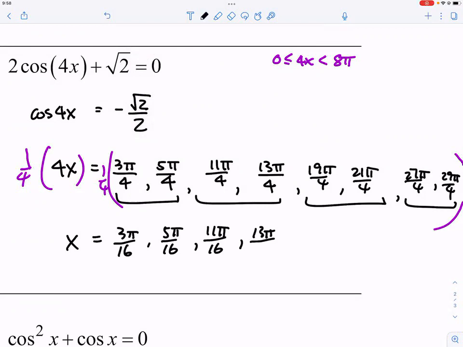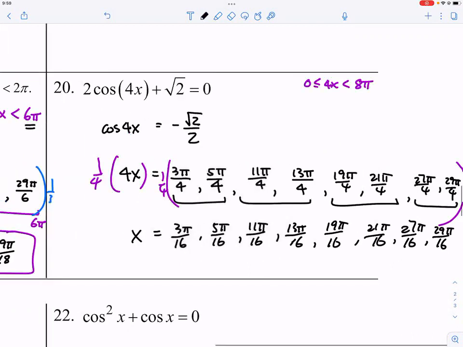For this one, yeah, 7 pi over 4 will be quadrant 4. All right, it's a bit tedious, but we don't see them often.